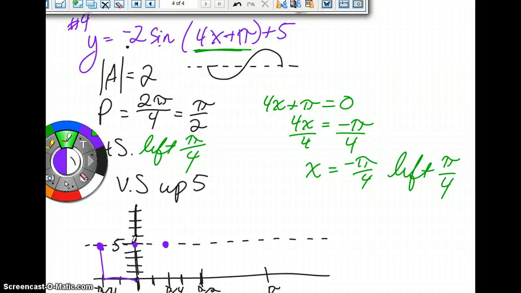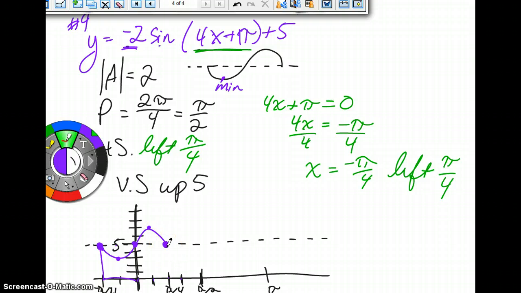And now I need to deal with my amplitude. Halfway between the beginning and the end, I need to make a max or a min. Since this was negative, I'm going to start with a minimum. I'm going to come down first, so I'm going to come down 2 from that balance line. And then between my second and third zeros, I'm going to go up 2. So here is 1 period. And then I just copy that.